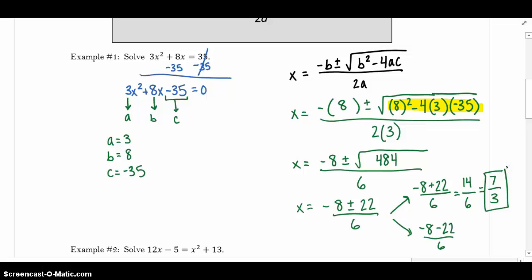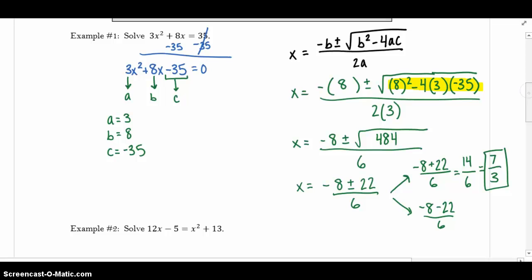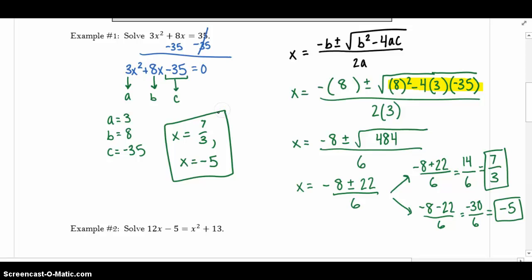So there's one answer. Notice how it's not a decimal, it's a fraction. We like fractions better. Well, you may not, but your teachers do. Negative 8 minus 22 is negative 30 divided by 6, and that's going to be negative 5. So here are our two answers: x equals positive 7/3 and x equals negative 5. Two answers, done. See, it's not so bad.